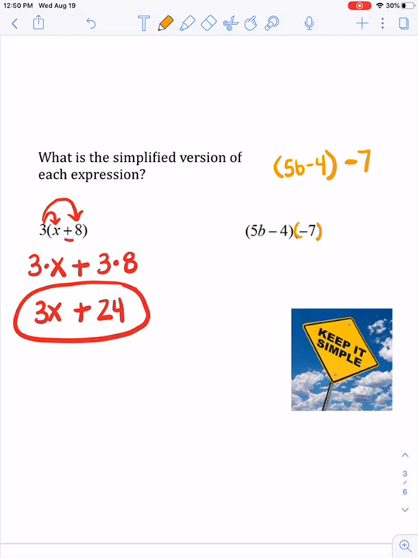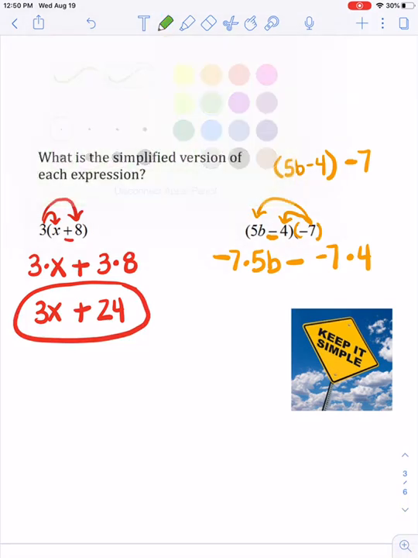So anyways, still the same process. I'm going to take what's on the outside, just my single term, and I'm going to multiply by each term in the parentheses. And notice here I have a difference. So I have to take -7 times 5b. Notice here it's subtraction, right? It's a difference. So I have minus -7 times 4.